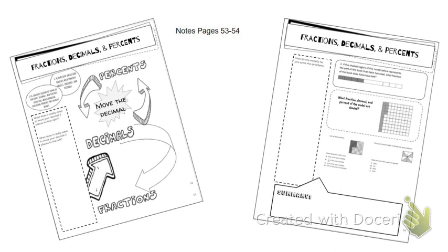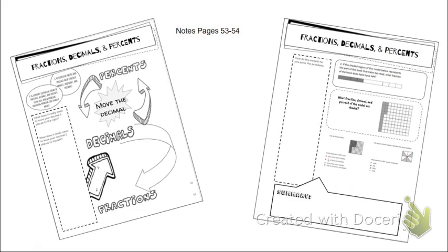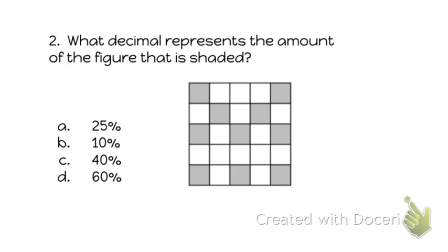Problem 2 is from pages 53 and 54. It's more specifically over here about the models, okay? All right, number 2 says, which decimal represents the amount of the figure that is shaded?